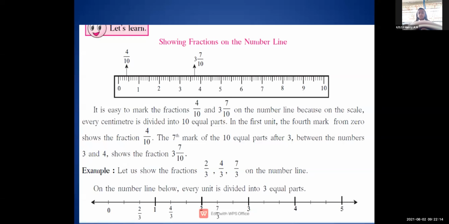Showing fractions on the number line. It is easy to mark the fraction 4 upon 10 and 7 upon 10 on the number line because on the scale every centimeter is divided into 10 equal parts. In the first unit, the fourth mark from 0 shows the fraction 4 upon 10. The seventh mark of the 10 equal parts after 3, between the numbers 3 and 4, shows the fraction 7 upon 10.